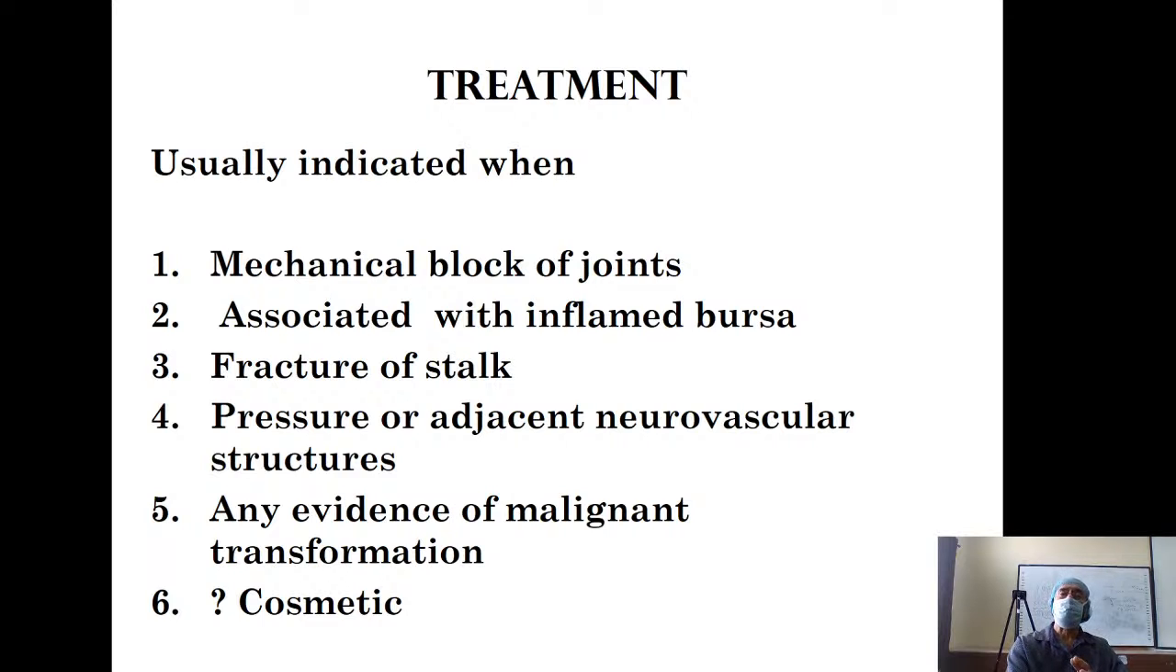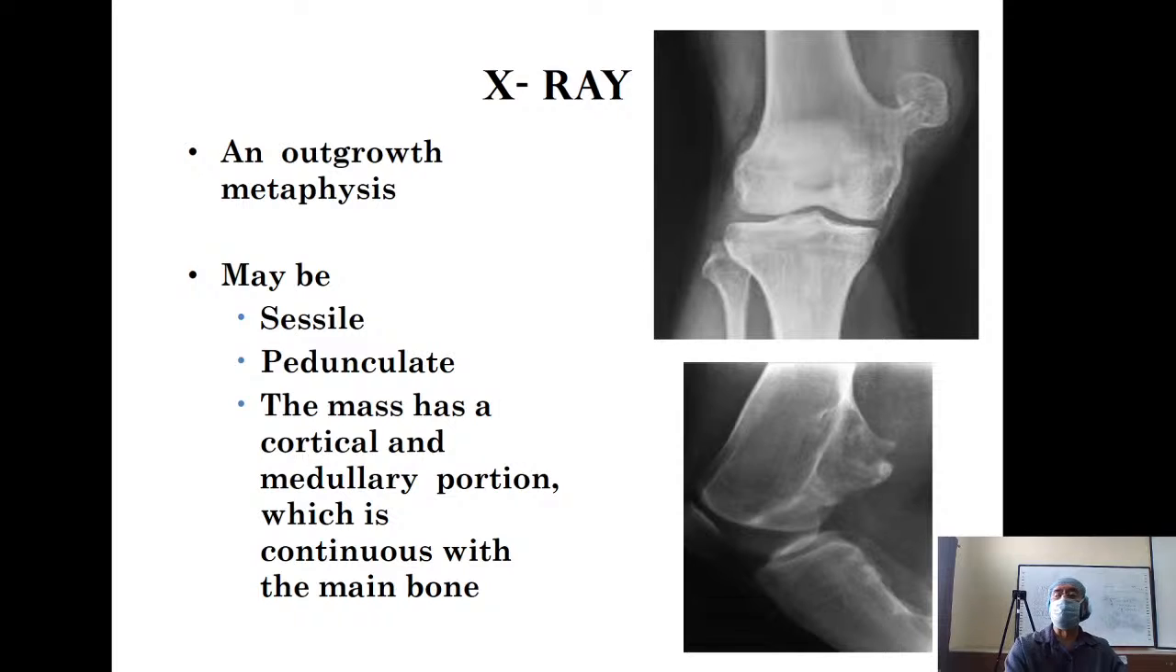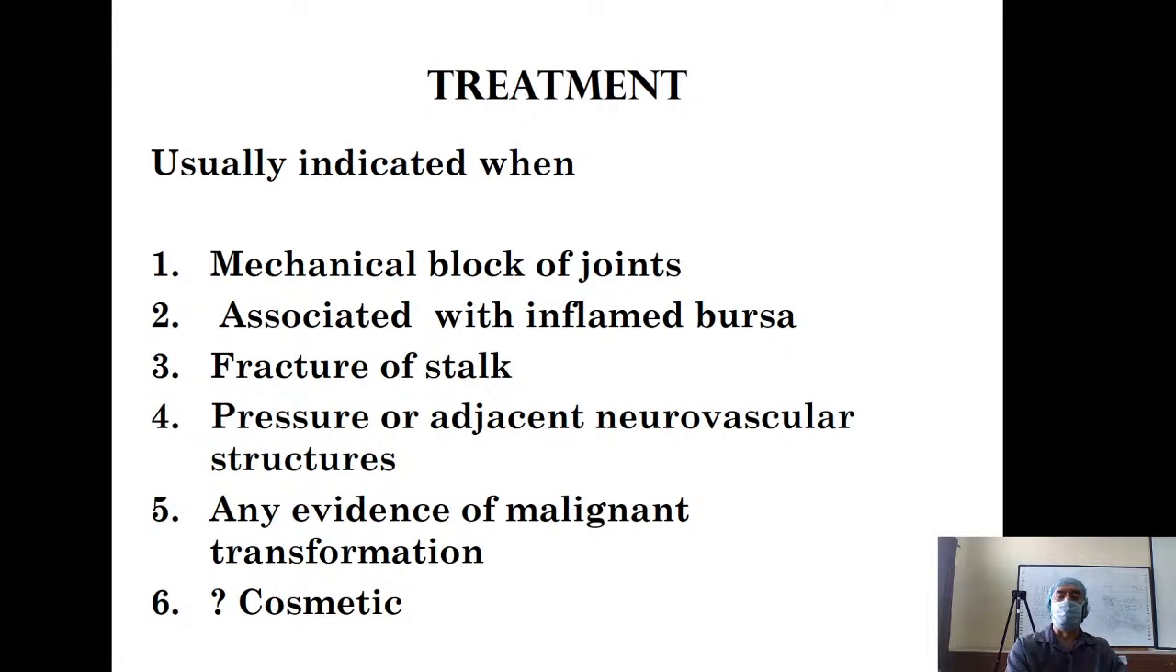If there is any problem like a mechanical block of the joint, so movements are restricted, then you can plan for surgery and remove it. Or if there is any associated bursitis which is very painful and which is not allowing the patient to move the joint and do their normal daily routine, then you can think of taking it out. Or if there is a fracture of the stalk, it can get fractured sometimes, then that will become very, very painful. Then you need to operate on that patient.